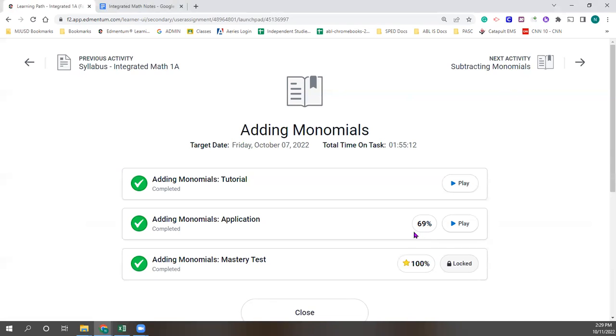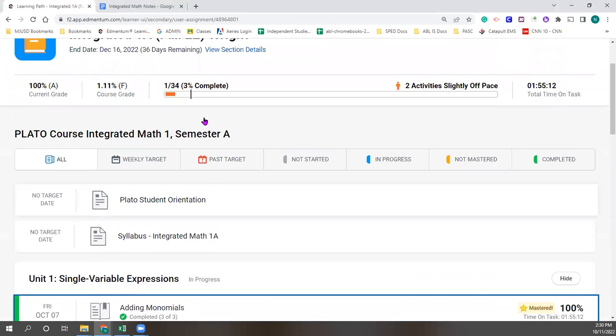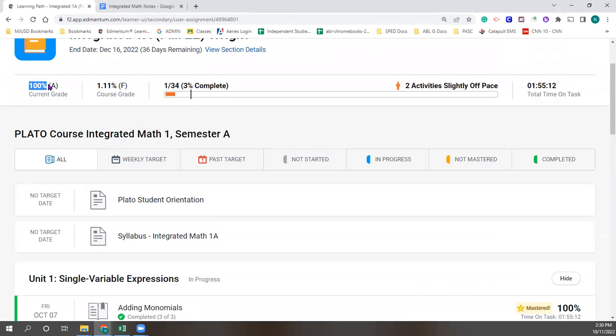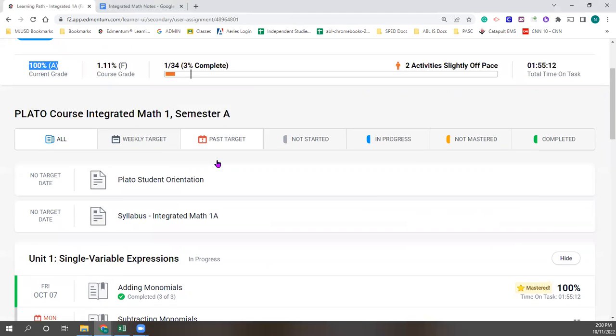However, that does not impact my grade. Notice that I got a 100% on the mastery test. So currently, my grade is a 100% A. Evidence that that activity doesn't affect my grade. However, I highly recommend you do them, and you need to do them to unlock the mastery test.